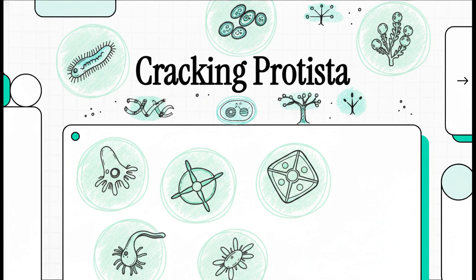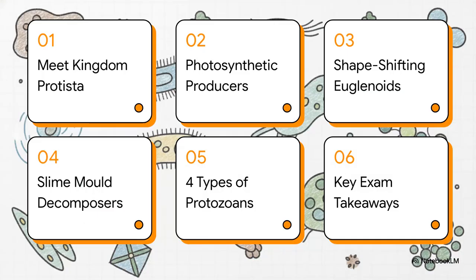Let's get into it. All right, let's quickly run through our syllabus for today. First, we'll meet Kingdom Protista. Then we'll look at the photosynthetic producers, followed by the shape-shifting euglenoids and slime molds, the decomposers. After that, we'll break down the 4 types of protozoans, and finally wrap everything up with our key exam takeaways.